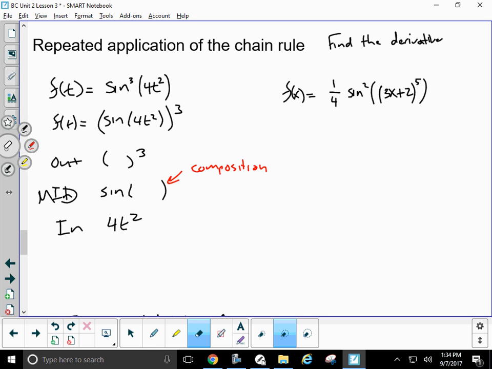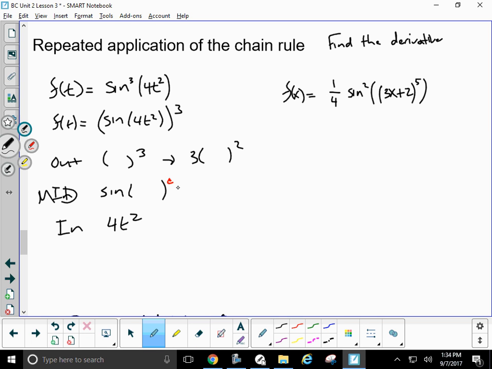I'm not going to show you using f of g of h. I'm just going to show you how you would do it here with this example. Just like we did, we would take the derivative of each of my pieces. This is 3 stuff squared. This is cosine of stuff. And this is 8t. Well, our derivative would be multiplying this to this to this.